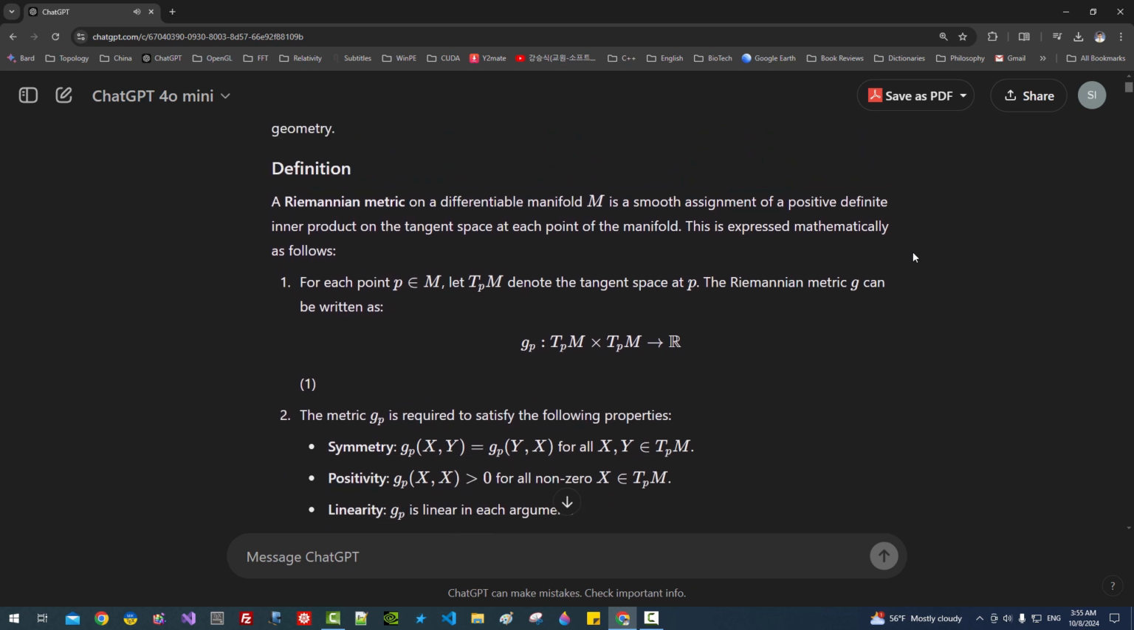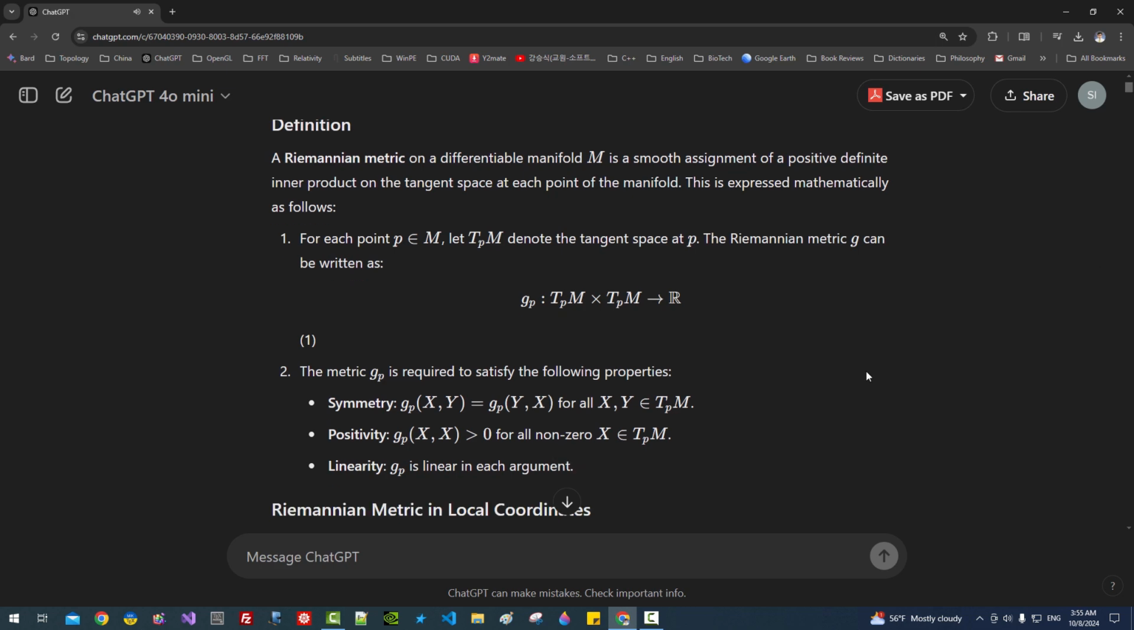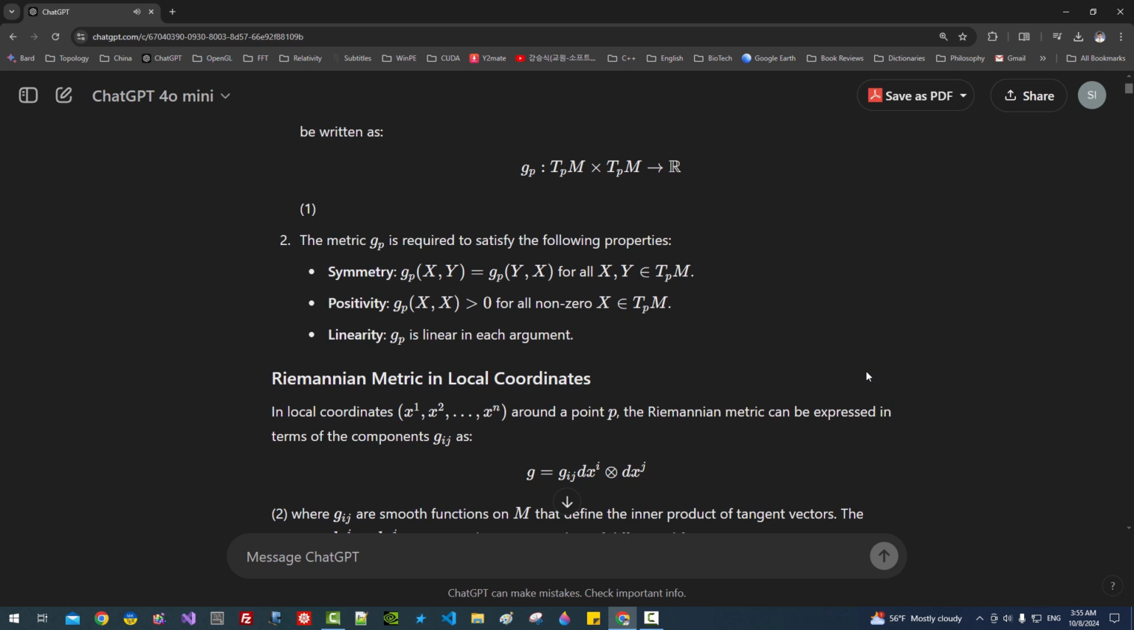Definition: a Riemannian metric on a differentiable manifold M is a smooth assignment of a positive definite inner product on the tangent space at each point of the manifold. This is expressed mathematically as follows. 1. For each point p in M, let T_pM denote the tangent space at p. The Riemannian metric g can be written as g_p: T_pM × T_pM → ℝ. The metric g_p is required to satisfy the following properties.